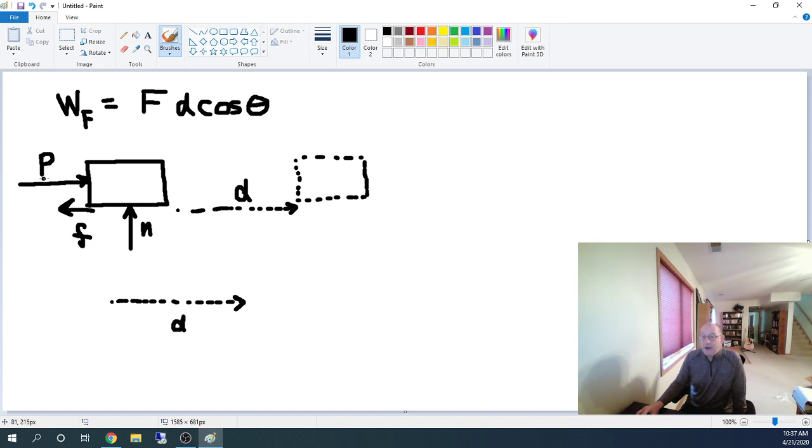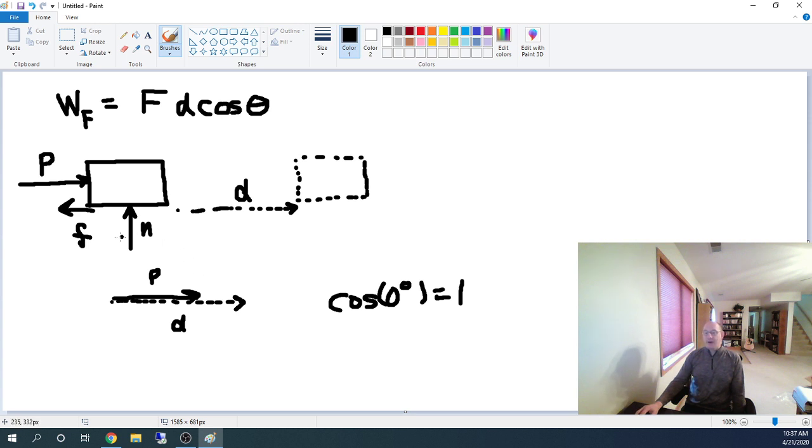And then I say, if I want to know the work that was done by P, I would draw, starting at the same origin, P. So I'm going to draw it over the top here. Okay, so there's P. And you'll see here, the angle between d and P is 0 degrees. So that's what I would put in there. For the work done by P, theta is the angle between F and d. For this one, it would be the cosine of 0 degrees, which is 1.